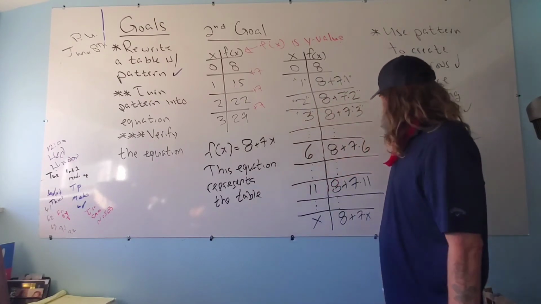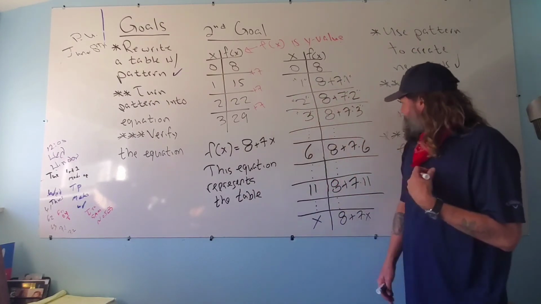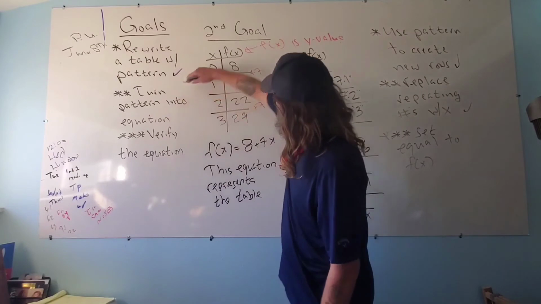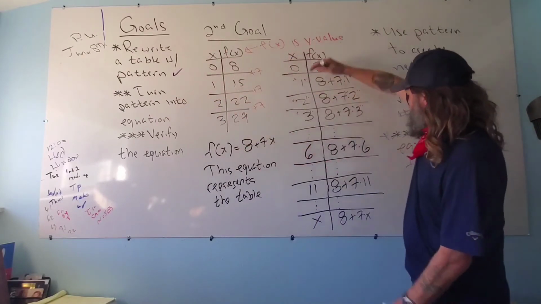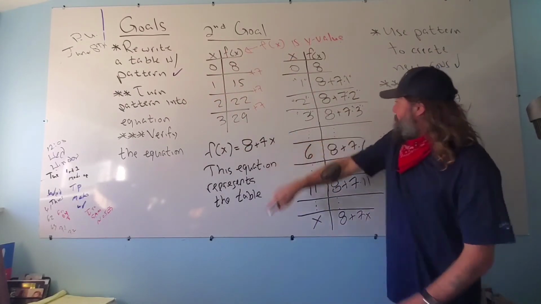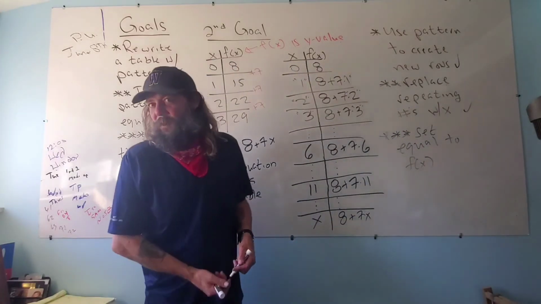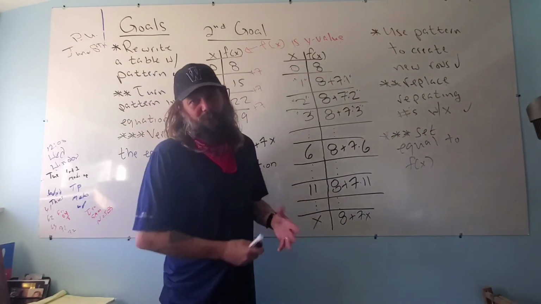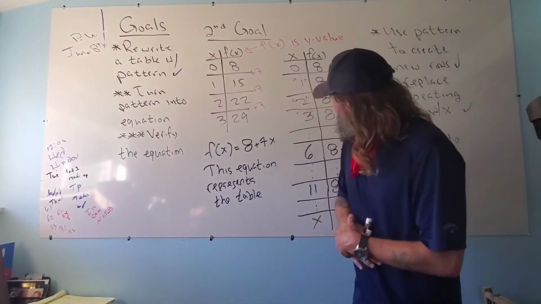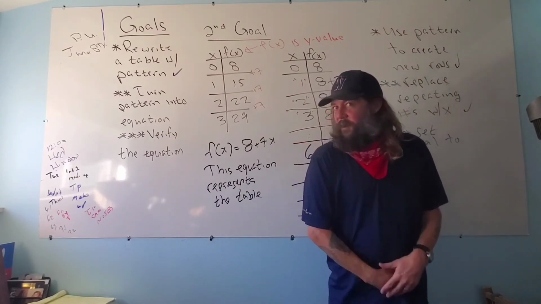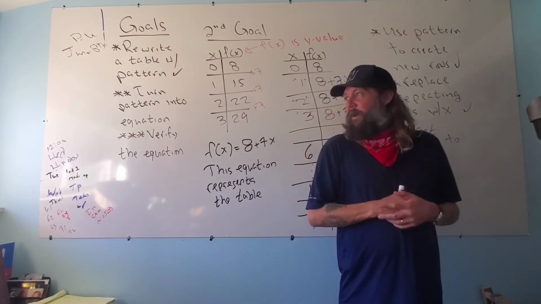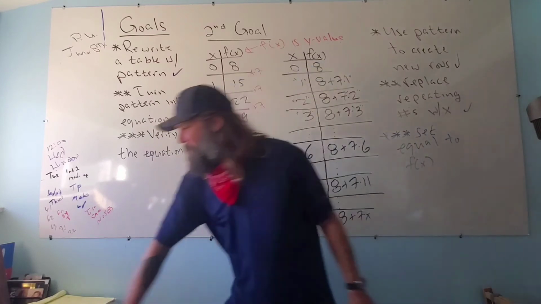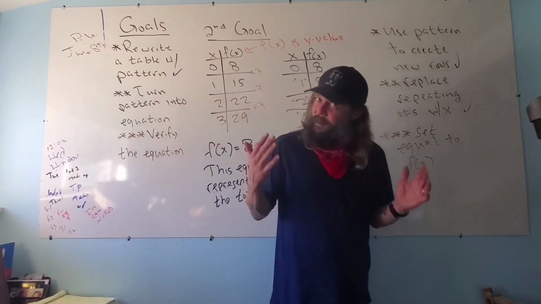Okay, so hopefully that this explains it. Alright, so again, I've rewritten the table with a pattern. I've turned the pattern into an equation. And so now we're going to talk about our last goal. And our last goal is going to be to verify the equation. So again, I'm going to hit pause so I can erase a couple things and write out what we're doing. And then hopefully this explains what the lesson has been about.